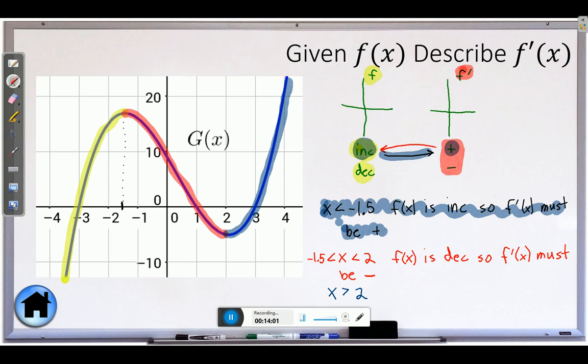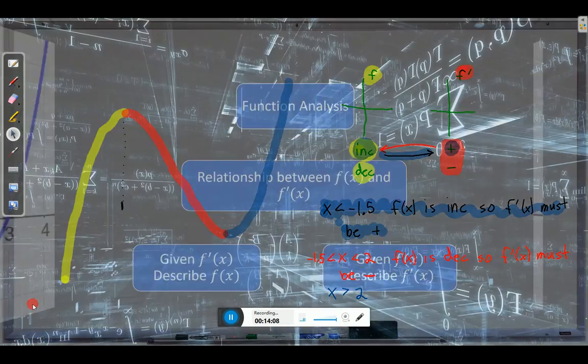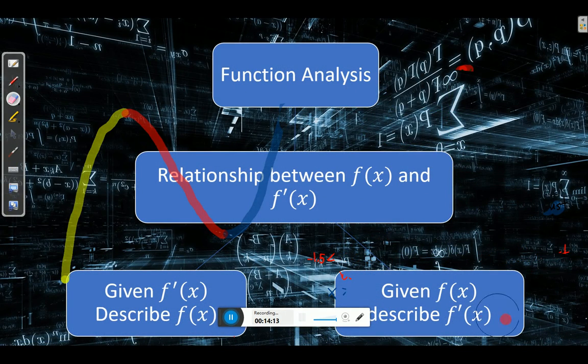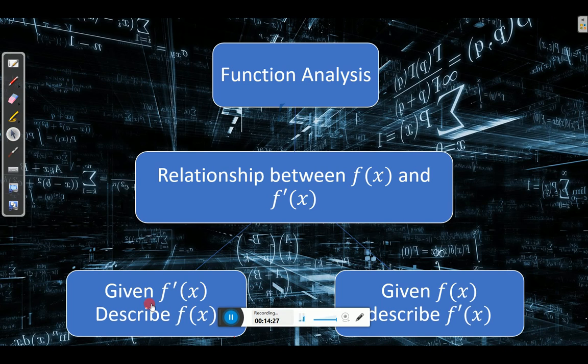All right, so we've taken a look at a couple of things here. Let me erase all this off. For function analysis, mostly when a derivative is positive, that means your function is increasing. And when a derivative is negative, your function is decreasing. And you want to be able to take that logic in both directions, from f prime to f, or from f to f prime. Both of those are very important.